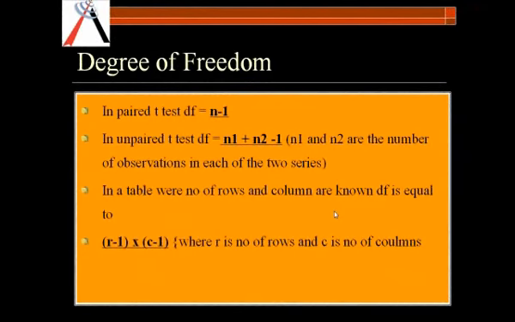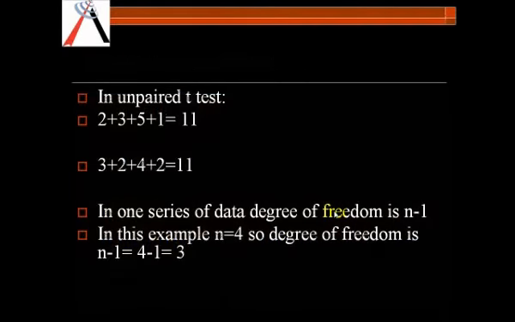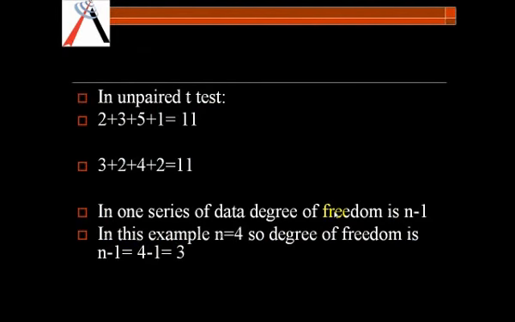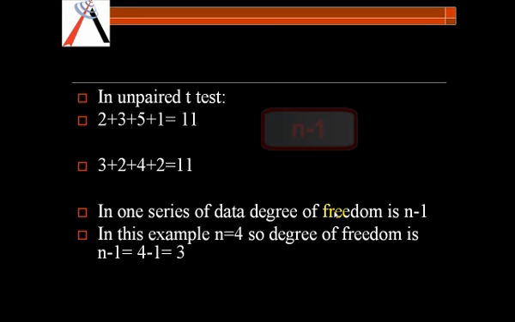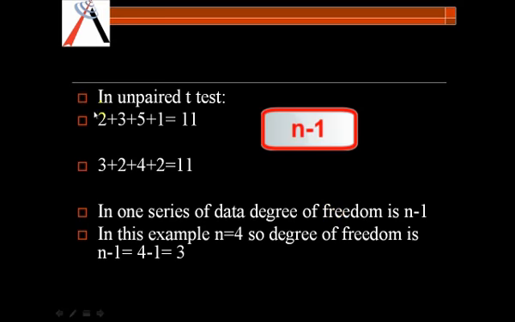Okay, next we come to degree of freedom. When we say degree of freedom, first we talk about an unpaired t-test. In unpaired t-test, what we have is a series of data. We have freedom to change all the variables in that series except one. You can take this example.